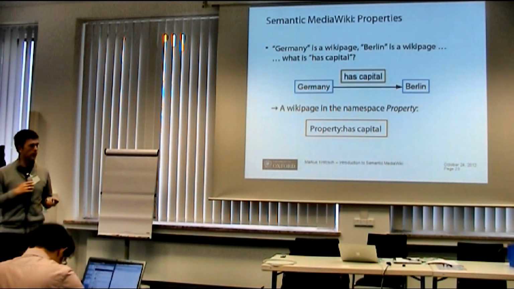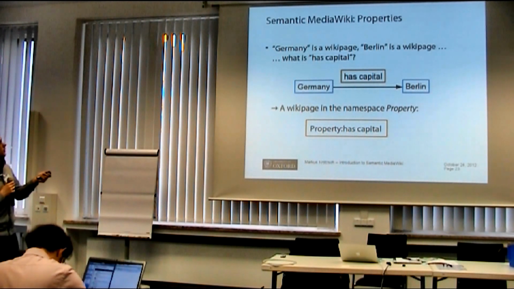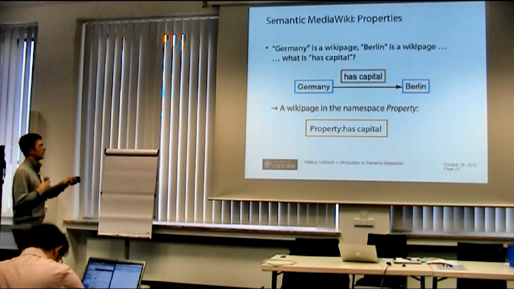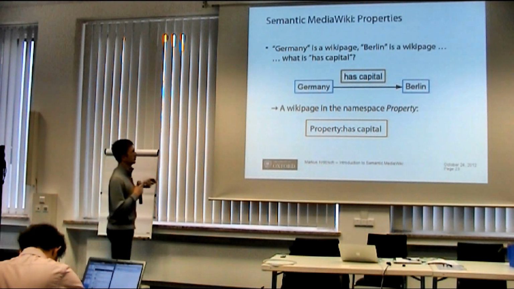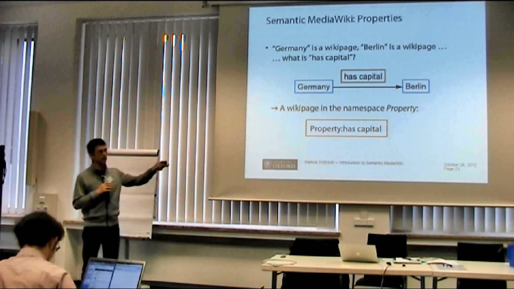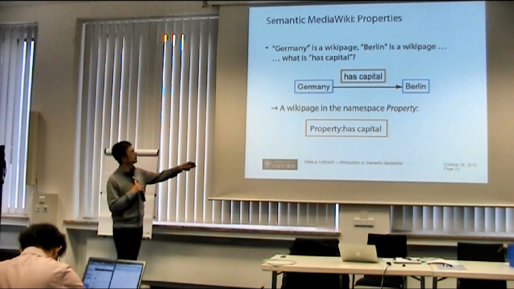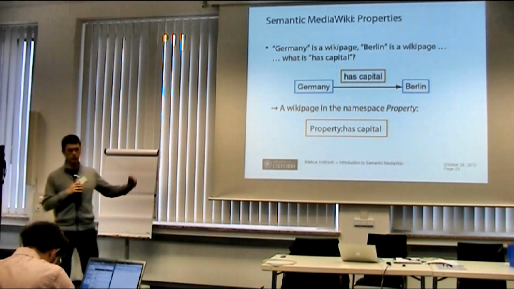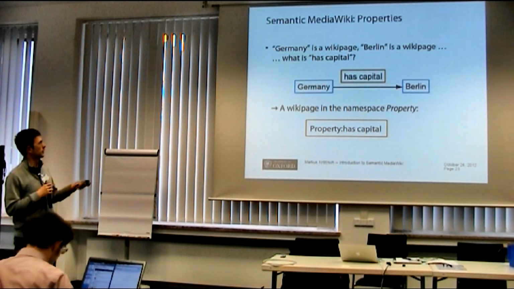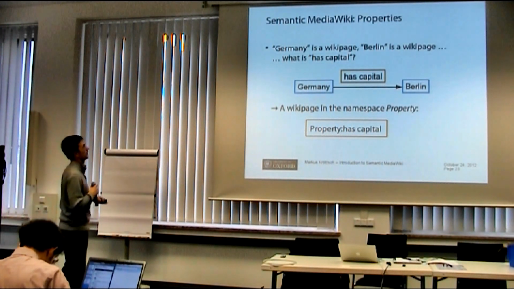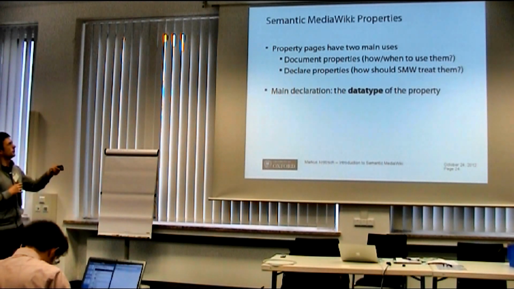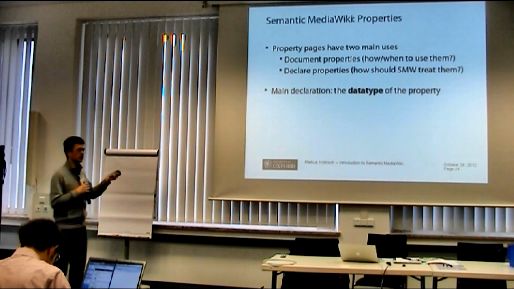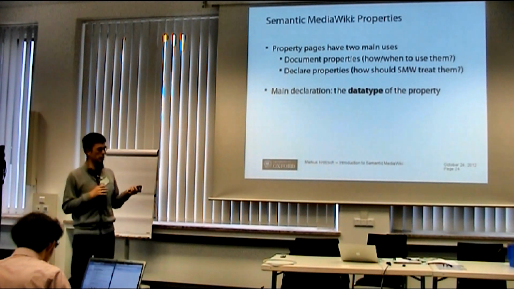Now, I've used properties already quite a lot. Germany is a wiki page, Berlin is a wiki page, and I have this property has capital between the two. So what is has capital? In fact, has capital is also a wiki page, but in order to distinguish this from Germany and Berlin and all the content pages, we introduce a new namespace, which is called property. So we have a page in the namespace property, which is called has capital, and which you can use like the category pages in MediaWiki already to describe this property and also to add additional information about it. So describing is important, because otherwise users won't know how to use them if they want to use them in a new way.